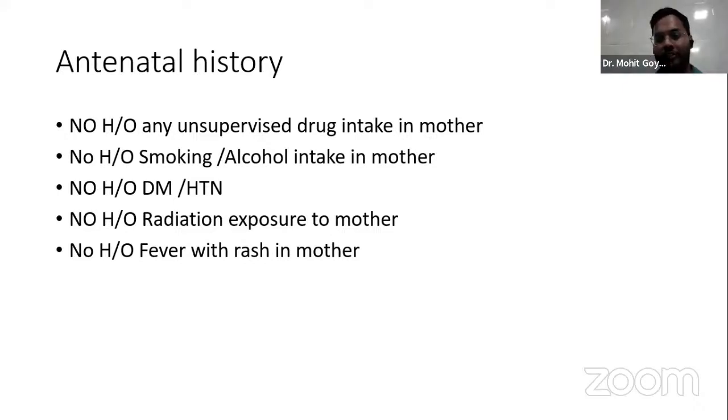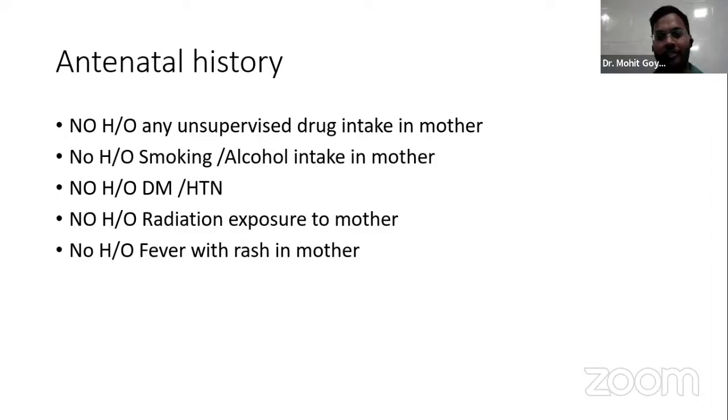So TORCH infections. Very good. What are the cardiac anomalies associated with rubella, and what are the associated anomalies with TORCH? With rubella, PDA is common, and branch pulmonary artery stenosis. Very good. Peripheral PS or branch PS. Very good.